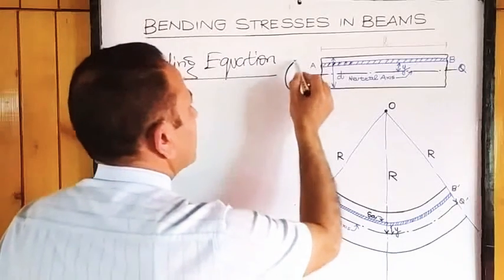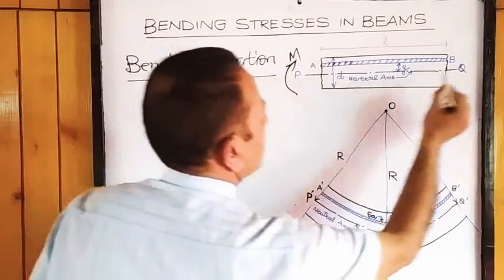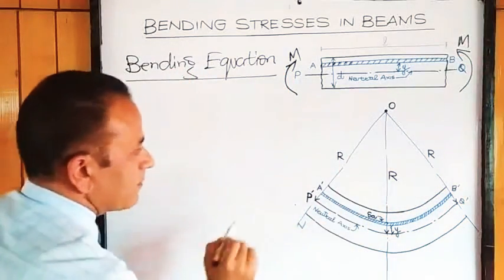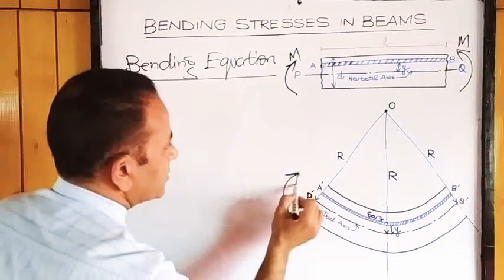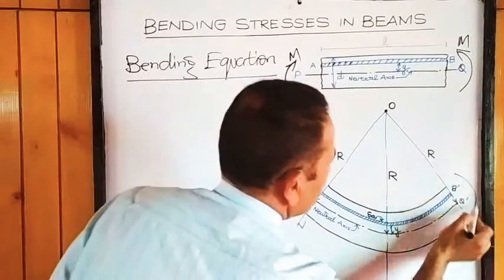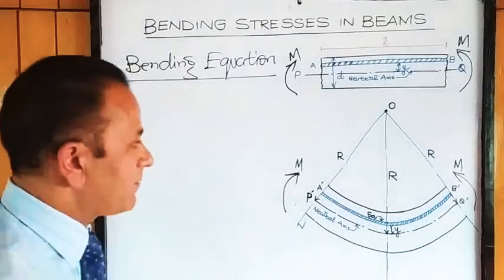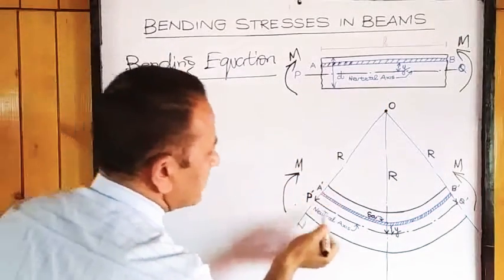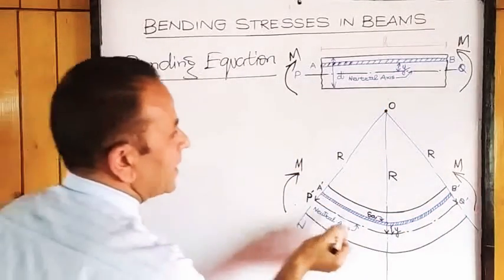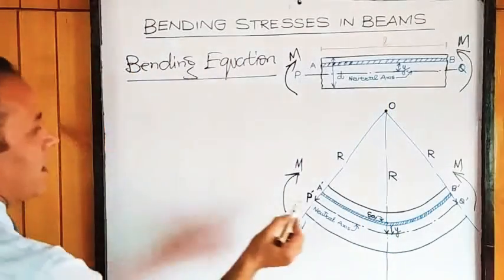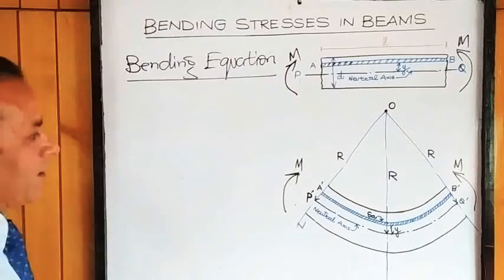Now, when bending moment is developed, the beam has a tendency to bend like this. When it bends, a certain radius of curvature is developed. P dash Q dash will become the neutral axis. A dash B dash is the strip which was under analysis. Area of the strip is delta A.